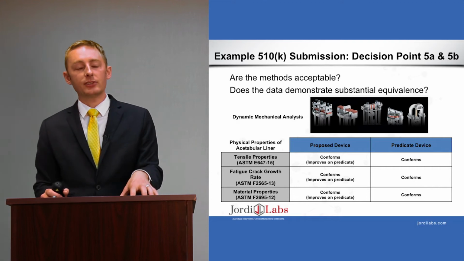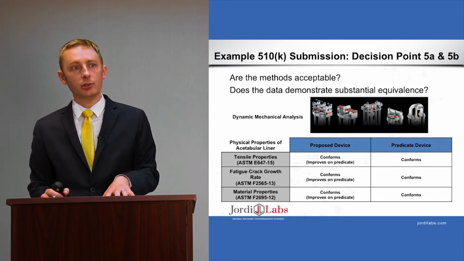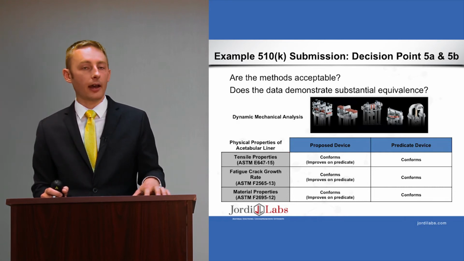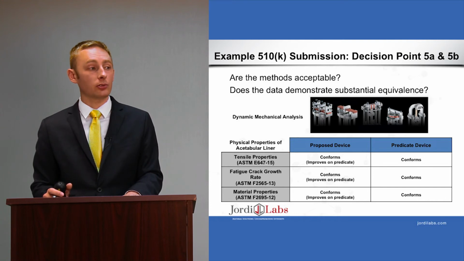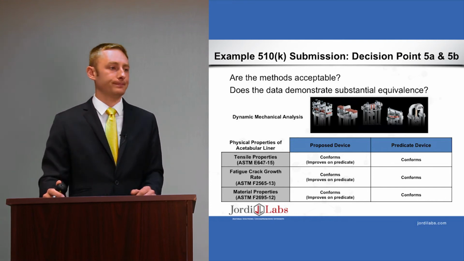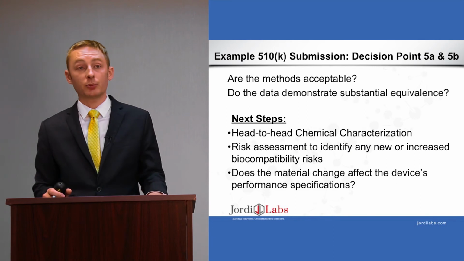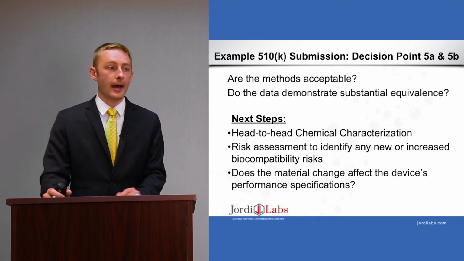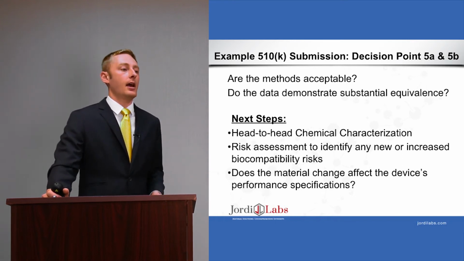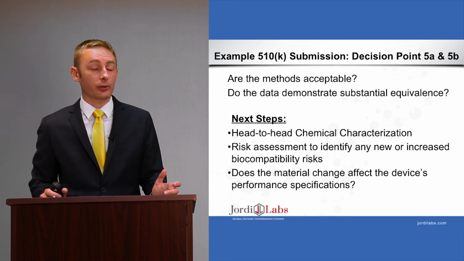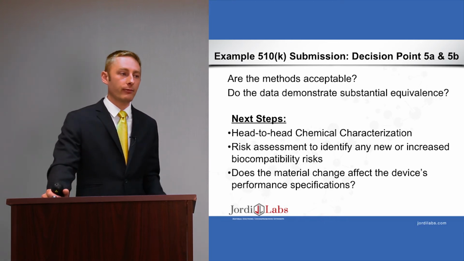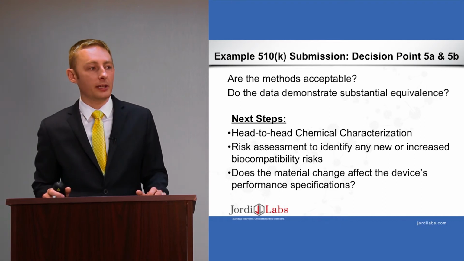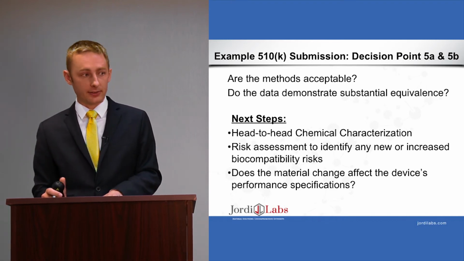And so the point is that the FDA is looking for information showing that the new device using the new material is as safe and as effective as the previous device, and so that they have no new concerns over safety or efficacy. With regards to decision points 5A and 5B, are the methods acceptable? Do the data demonstrate substantial equivalence? So far, we're thinking yes and yes. The next steps to this would be a head-to-head chemical characterization. And then following that, a risk assessment to identify any new or increased biocompatibility issues. And then a follow-up to that would be, do the material changes affect the device's performance specifications?